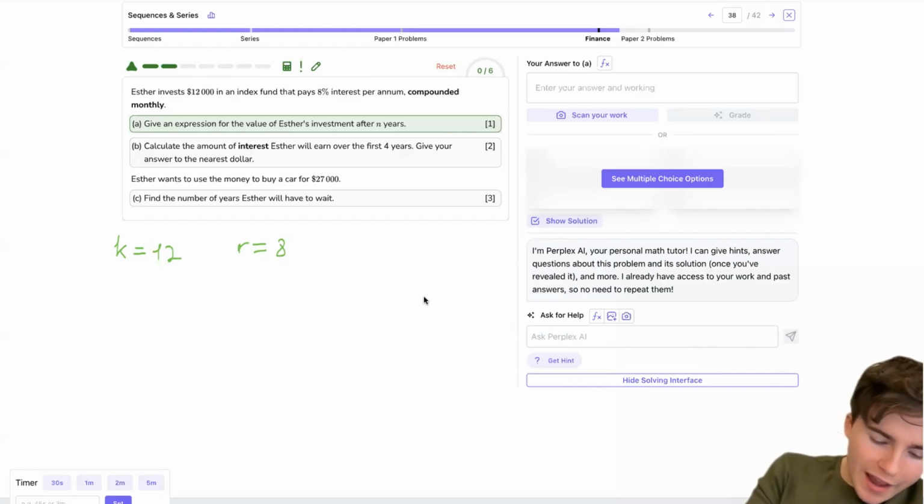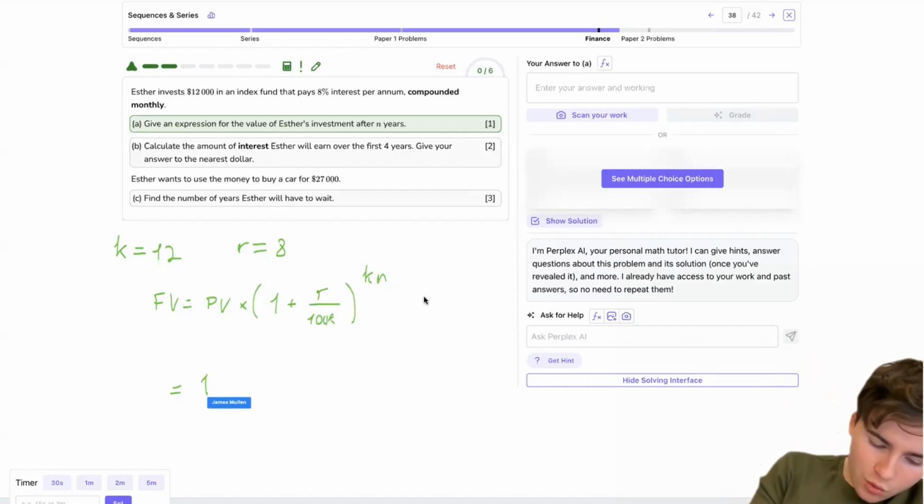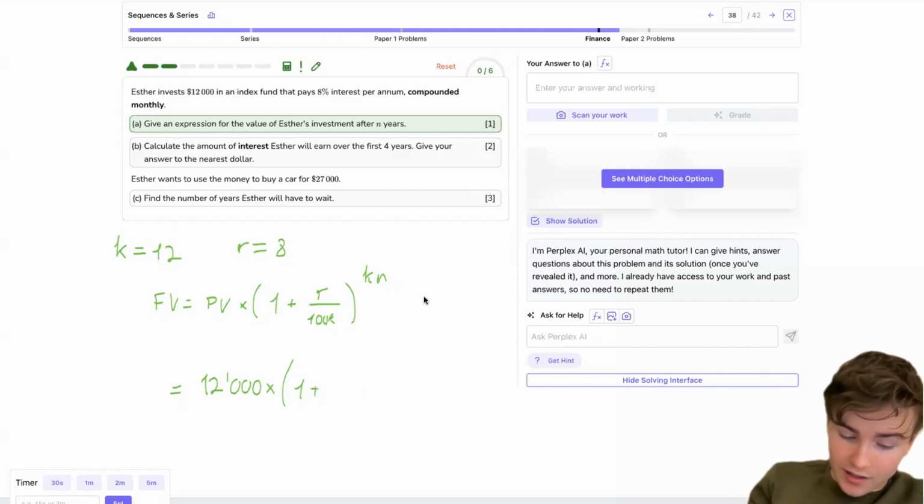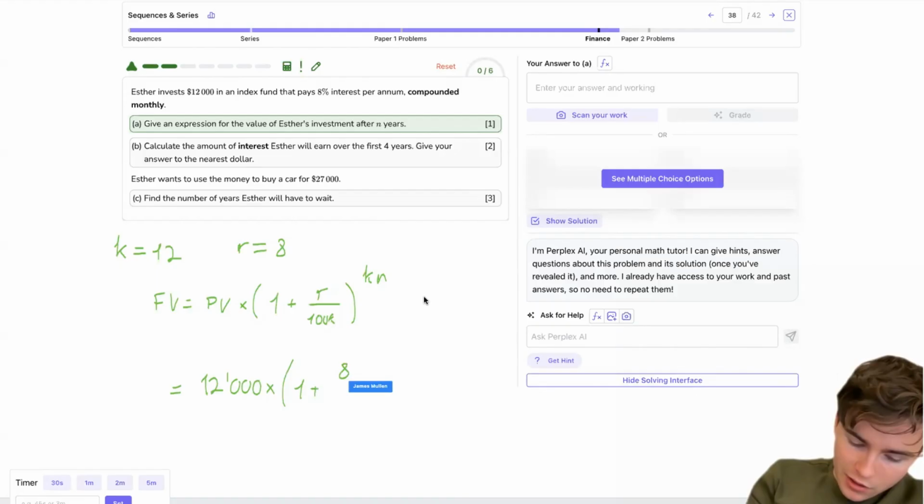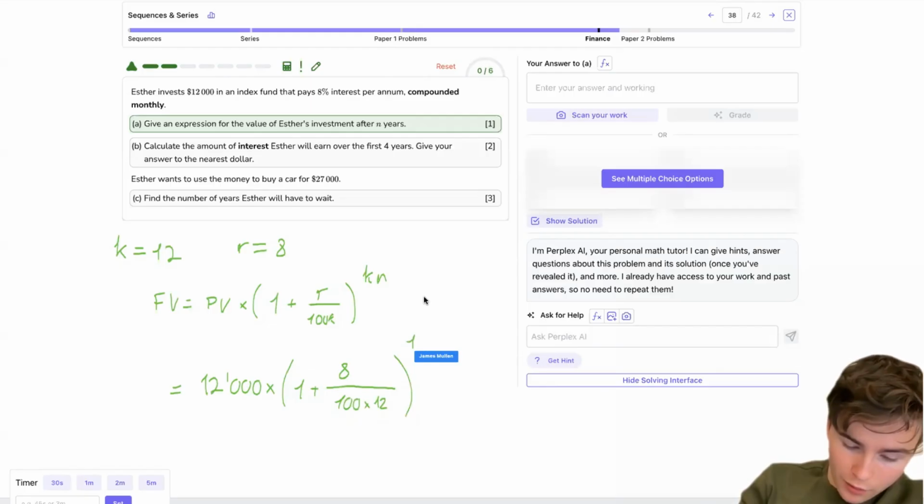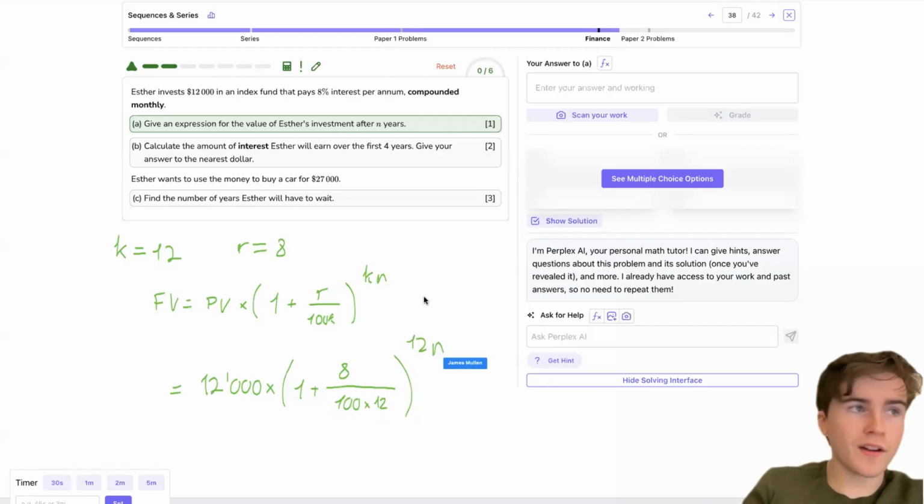Okay, so I have the equation. Future value is present value times 1 plus R over 100K to the power of Kn. All right, so the present value is 12,000. And I'm multiplying that by 1 plus 8 over, and then it's K times 100. So 8 over 100 times 12, all to the power of 12n. Okay, so this is a perfectly fine expression.